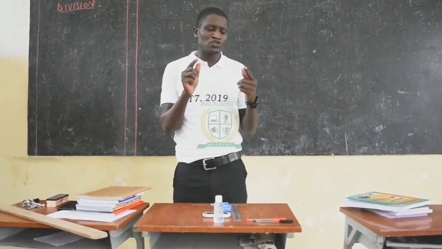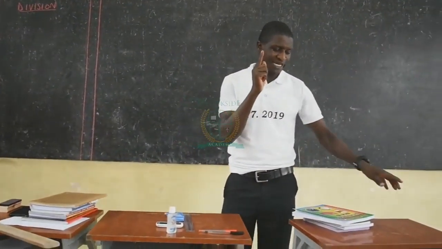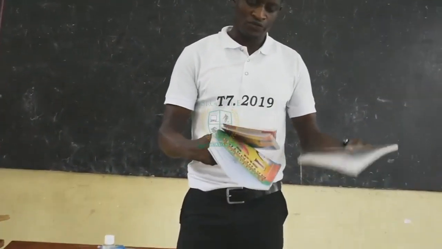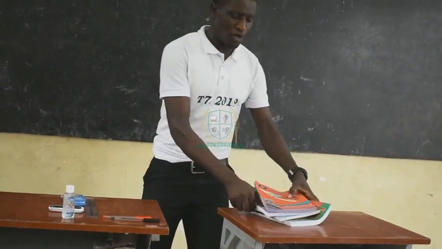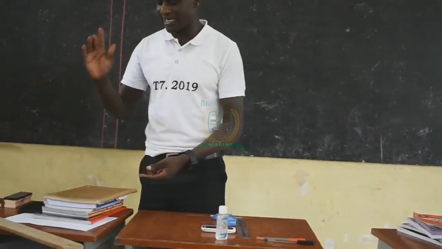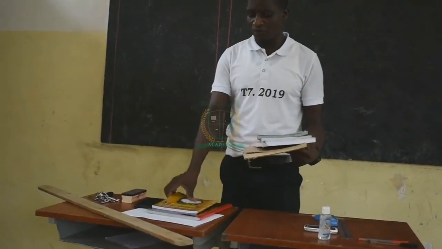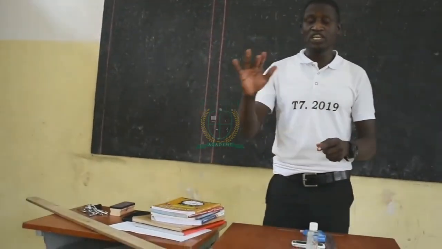This comes now. We want to see how many books each has. Let's see. Pupil number 1, which is on my left hand side: 1, 2, 3, 4, 5, and 6. Pupil number 1 has 6 books. Let's see pupil number 2 on my right hand side: 1, 2, 3, 4, 5, and 6. This means that these 2 pupils each get 6 books.